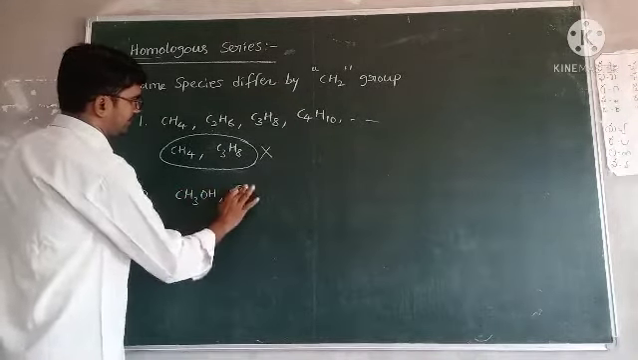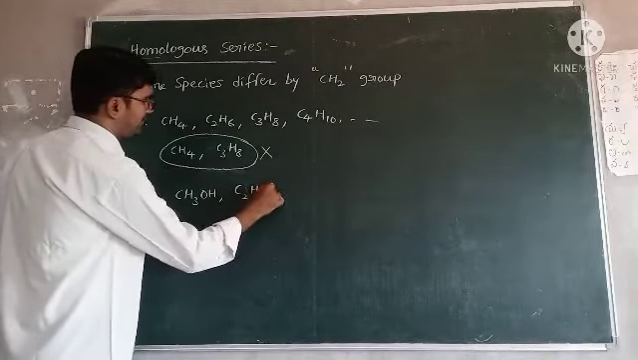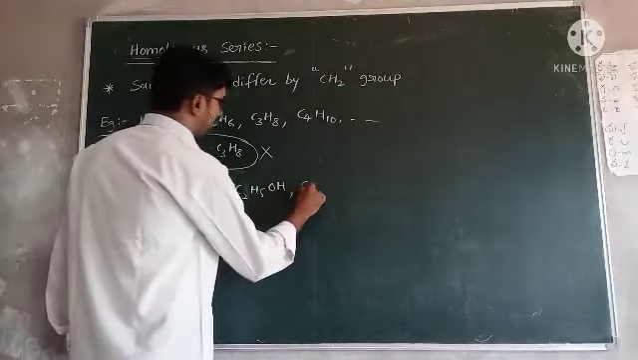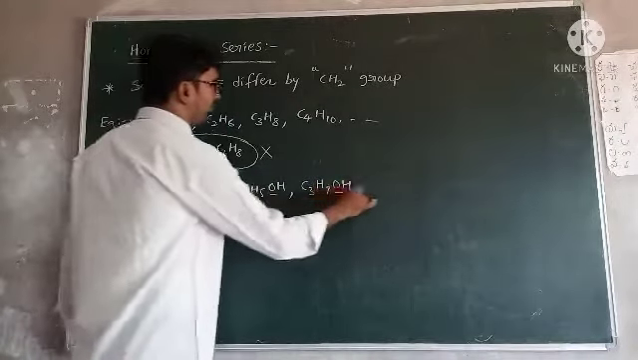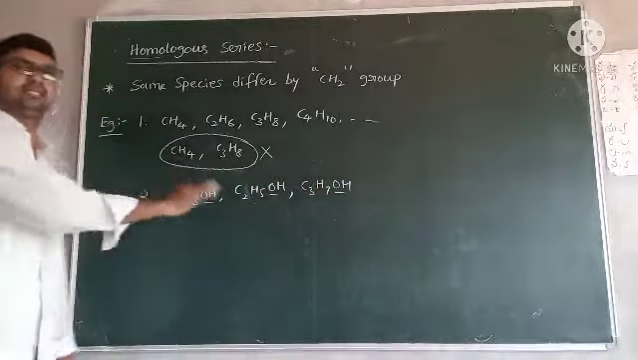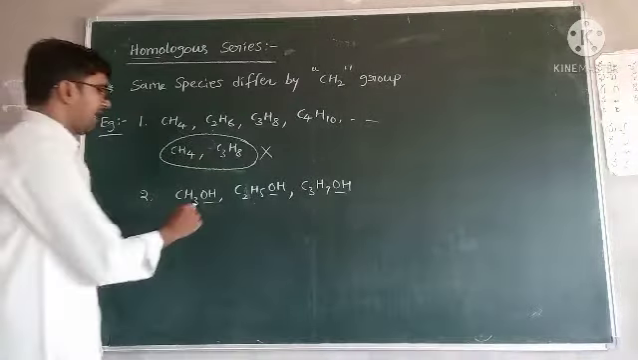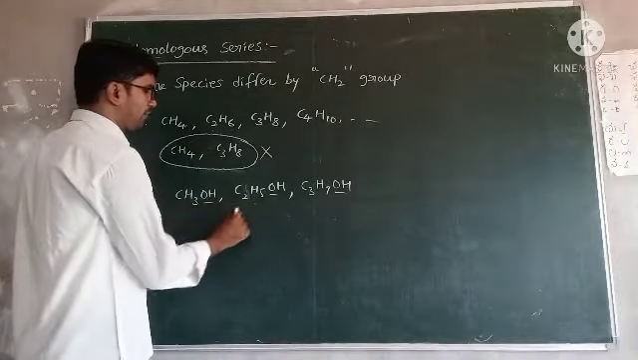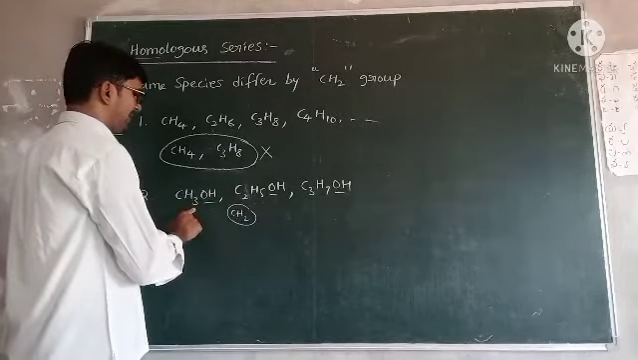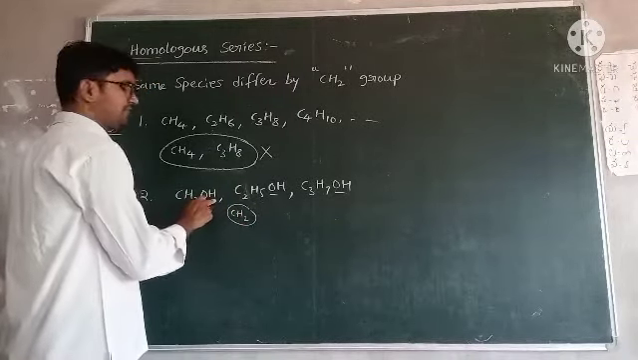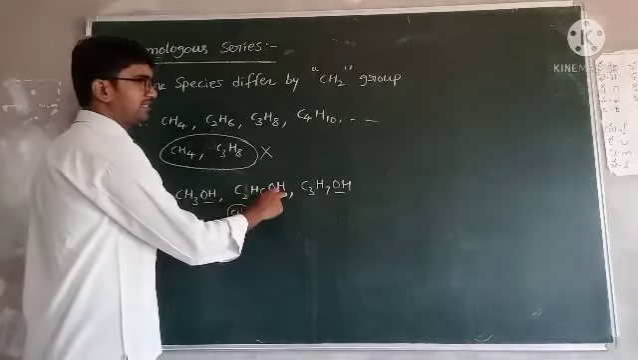CH3OH, C2H5OH, C3H7OH. So OH is the functional group, and these are all alcohols. This alcohol and this alcohol differ by only CH2. The difference between carbons is 1, and the difference between hydrogens is 3 plus 1 is 4 hydrogens, 5 plus 1 is 6 hydrogens.